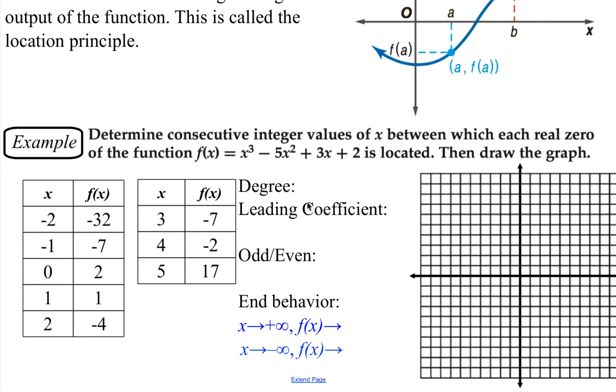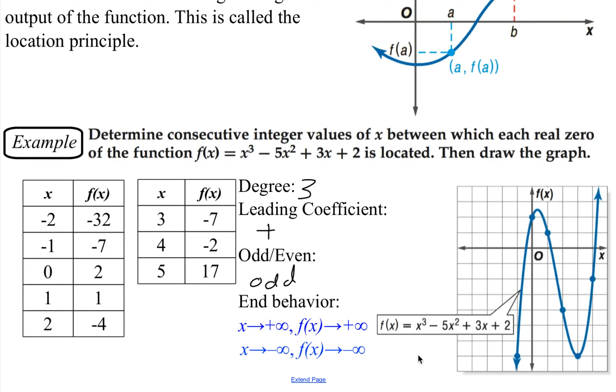The degree on this one, I don't think I have that plugged in here. Nope, I don't. So the degree on this one is 3. Okay, that's the highest exponent. The leading coefficient is positive. This is an odd function. 3 is an odd number, so this is an odd function. And my end behavior, as x goes to positive infinity for an odd polynomial with a positive leading coefficient, this should go to positive infinity, and as x goes to negative infinity, it also goes to negative infinity. And then plotting your points, you end up with a graph that looks like this.